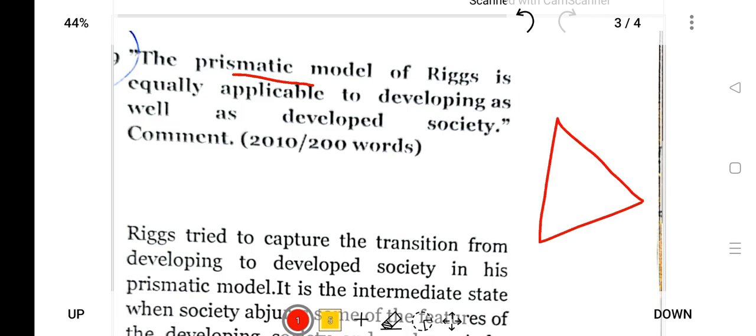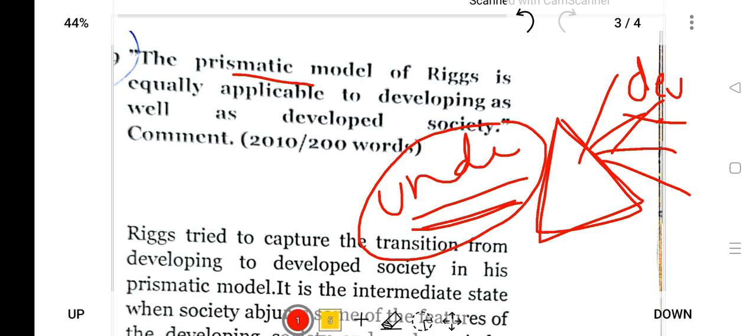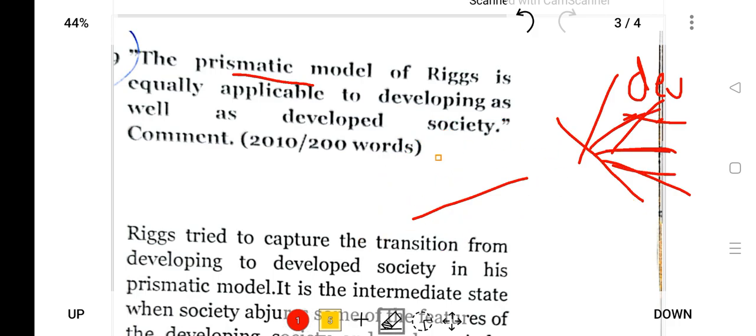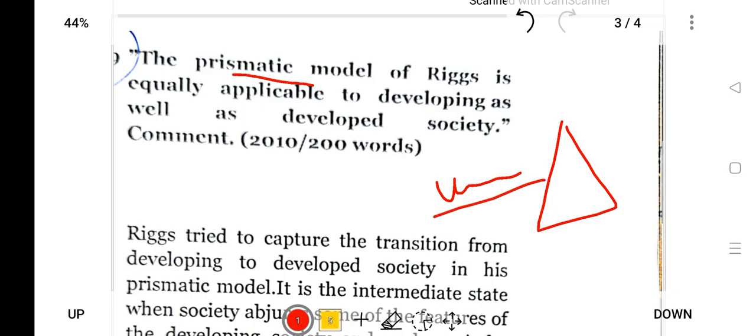On one side there is an underdeveloped country, and on the other a developed one. In between, the change happens, so the white color becomes different colors. We can understand it in the concept of a poor person who wants to work and become rich. So this is the prismatic model. Riggs says the prismatic model is applicable to both developed and underdeveloped societies. That means the administrative principles of underdeveloped countries can also be applied in developed countries, and vice versa.